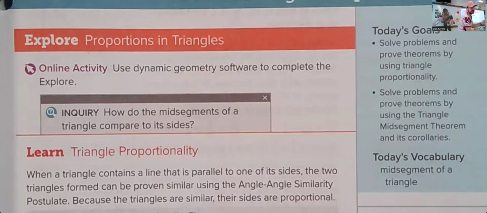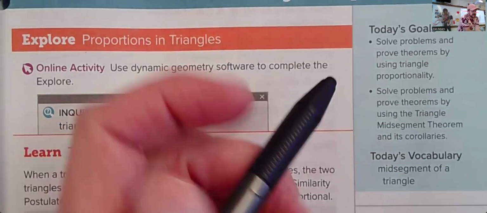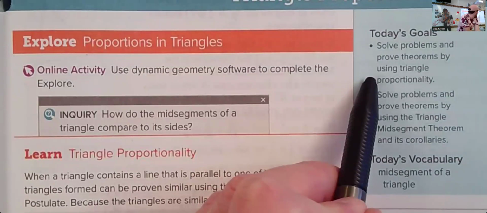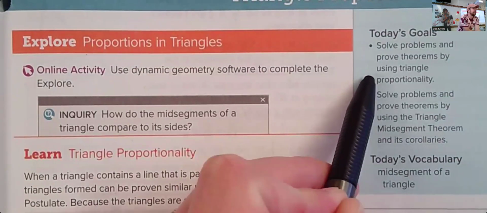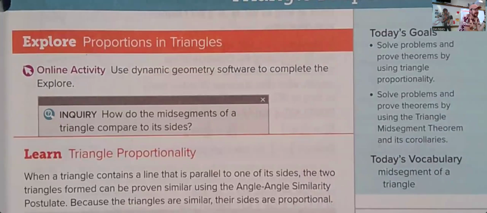Getting started. Here we go. So today we're going to solve problems and prove theorems about triangle proportionality. It just means we're going to be writing more proportions. The math that we do today is going to be the same math we've been doing. As long as we can write the proportion correctly, we cross multiply, we solve. That's about it in terms of the math.